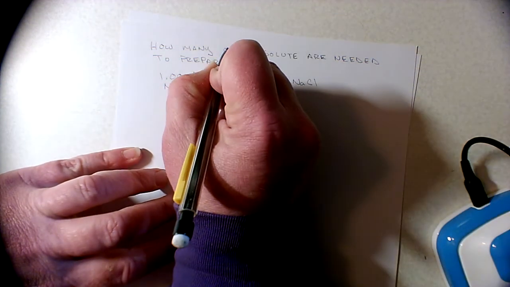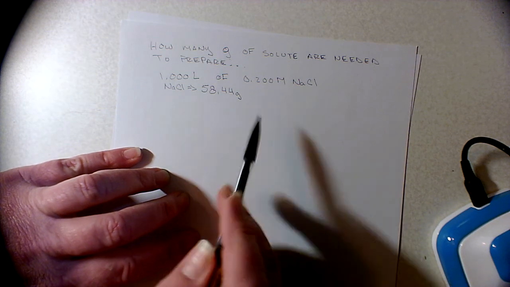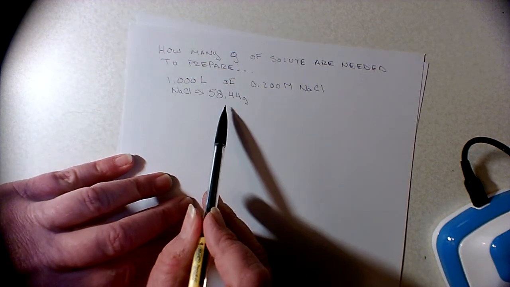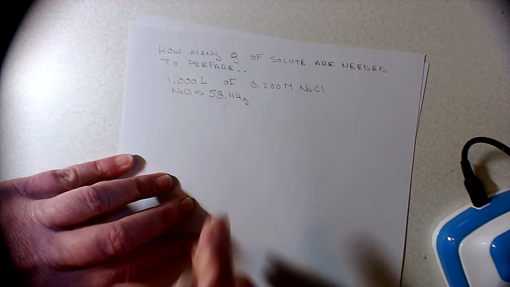So let's start things off with looking at molarity in terms of mass and volume. This question I pulled out of the textbook: how many grams of solute are needed to prepare 1 liter of 2 molar NaCl? The only note I made for myself for simplicity is that the molar mass of NaCl is 58.44 grams.